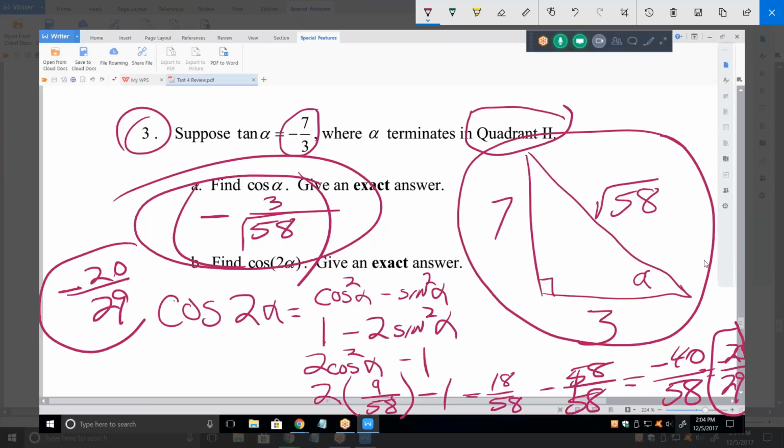20/29. Notice that we're taking the cosine of an angle and we're getting a ratio. Never forget that with trig. You take trig functions of angles to get ratios. You take inverse trig functions of ratios to get angles.